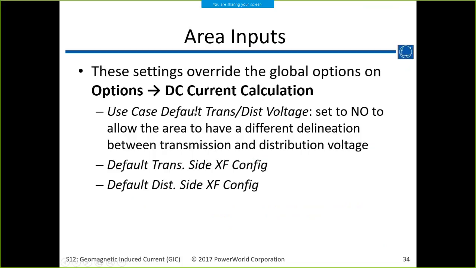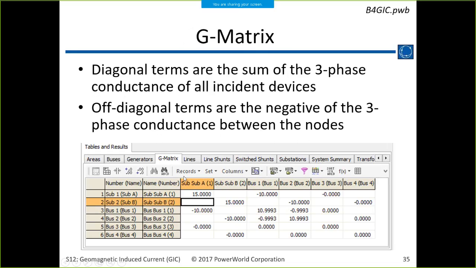So, and then on areas, you can have these different, these are the same as the global options for the default transmission distribution system. You can have area-specific values for that, and whether the transmission side is delta connected or GY connected for load-serving transformers, that can be different than the global assumption.